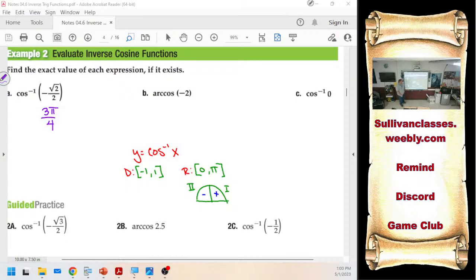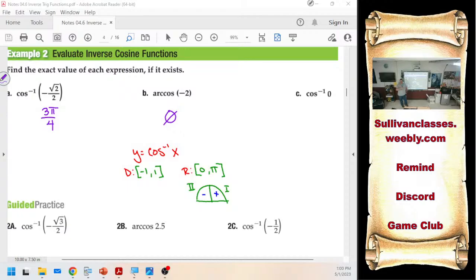Arc cosine of -2. Is it a legal target? No. So that's it. Oh, it can be a negative. It's the fact that it's more than 1. Okay, and arc cosine of 0. I can do that. That's between -1 and 1. It's just pi over 2. Arc sine of 0 would be pi over 2.